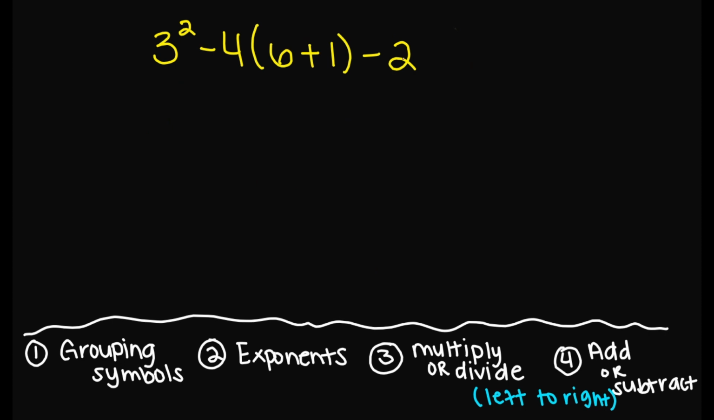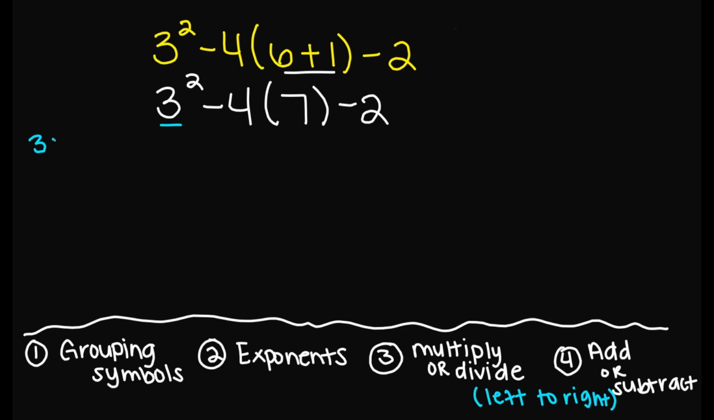Let's look at this example. So first thing we're going to do is we're going to do our grouping symbol first. So we have 3 squared minus 4, and then in here you have 6 plus 1. This is going to equal 7, and then minus 2. Next, we're going to solve our exponents. So I have 3 squared. 3 times 3, this is going to equal 9. So 3 squared is 9.